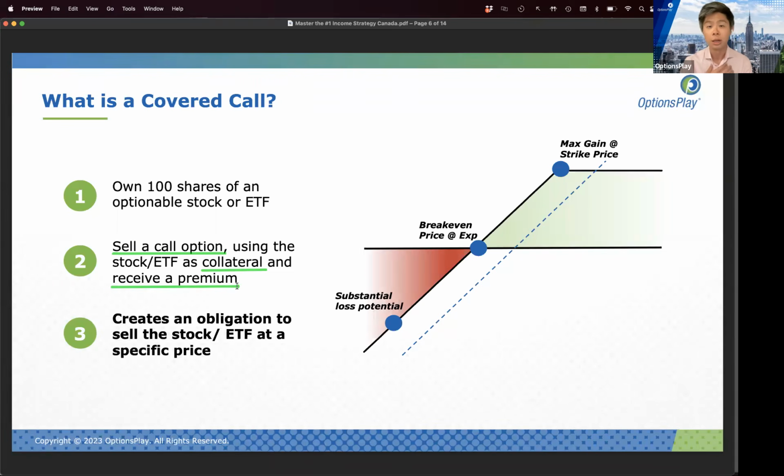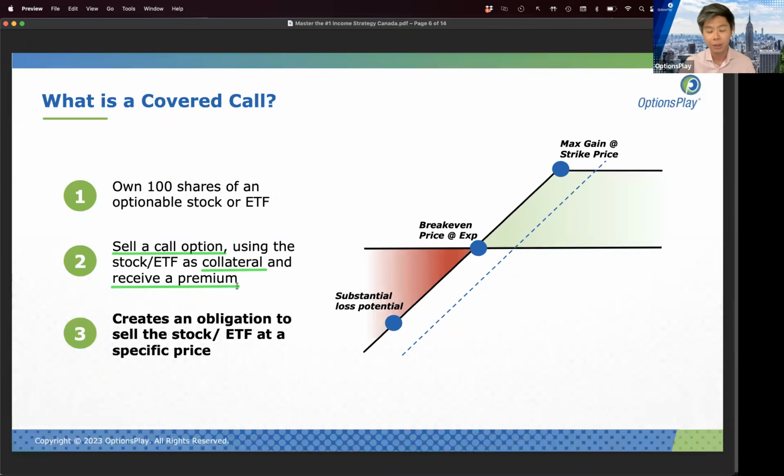So selling a call option for you means that you have an obligation to do something. That obligation is to sell that stock at a specific price in the future. But because you've sold that policy, someone has to pay you the premium. And that's what you're doing as a covered call seller. You're acting like the insurance company, where it forces you into an obligation, but you're getting paid for that obligation. And that payment is the income stream that you're getting.